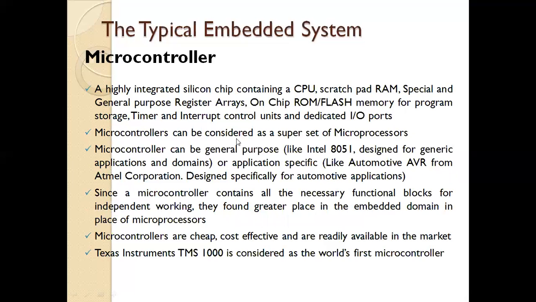What is a microcontroller? A microcontroller is in general defined as a system on a chip, SoC. When you compare a microcontroller with a microprocessor, the microcontroller, as the name says, has inbuilt RAM, ROM, flash memory for program storage, timers, interrupt control units and dedicated input output ports. Microcontrollers can be considered a superset of microprocessors since they contain all the necessary functional blocks for independent working. They hold a great place in embedded systems.